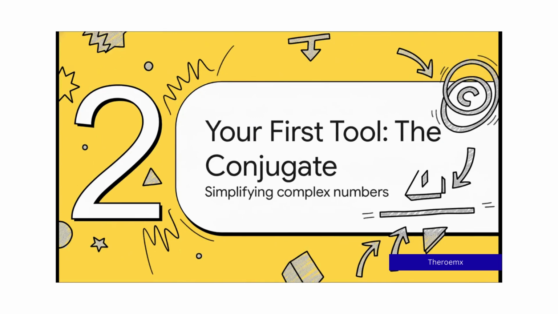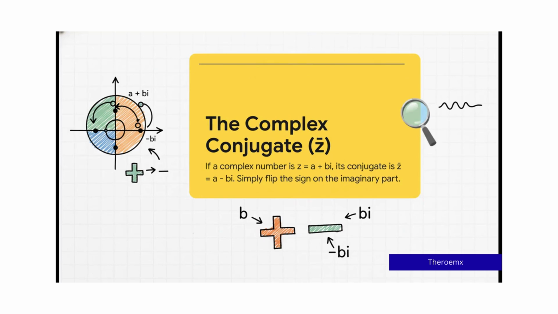Okay, so we have i. Now it's time to build our first proper tool. We're going to call it the complex conjugate. And trust me, this is the secret to taming some of the trickiest things you can do with complex numbers, especially when it comes to division. And the definition? It's incredibly simple.